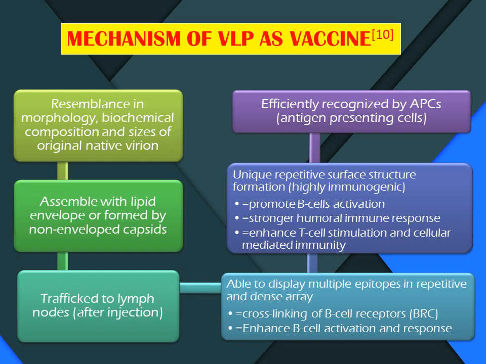When that happens, more cross-linking of B cell receptor with VLP occurs, as VLP are able to display multiple epitopes in a repetitive and dense array, which enhances B cell activation and response. The unique repetitive surface structure also enhances T cell stimulation and cell-mediated immunity. So basically, VLPs trigger a high humoral and cellular immune response, as VLP-based vaccine is efficiently recognized by APCs, or antigen-presenting cells, due to the repetitive structure of subunits, without causing any harm to the human body.